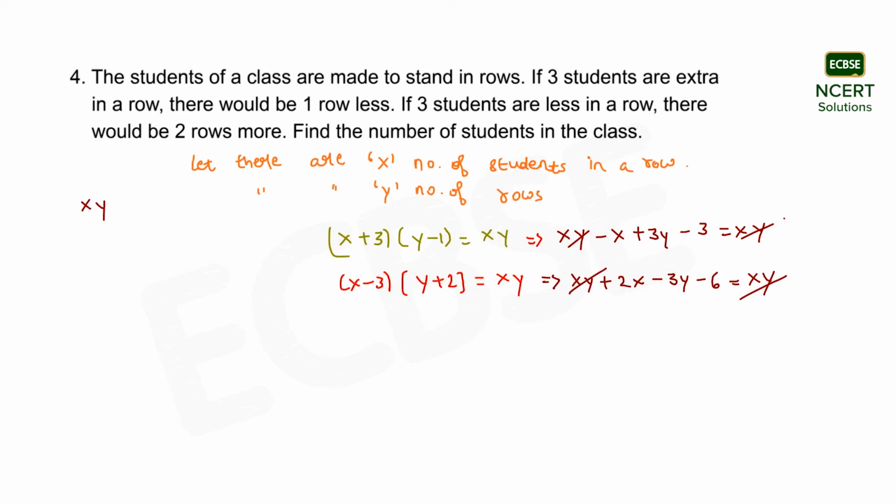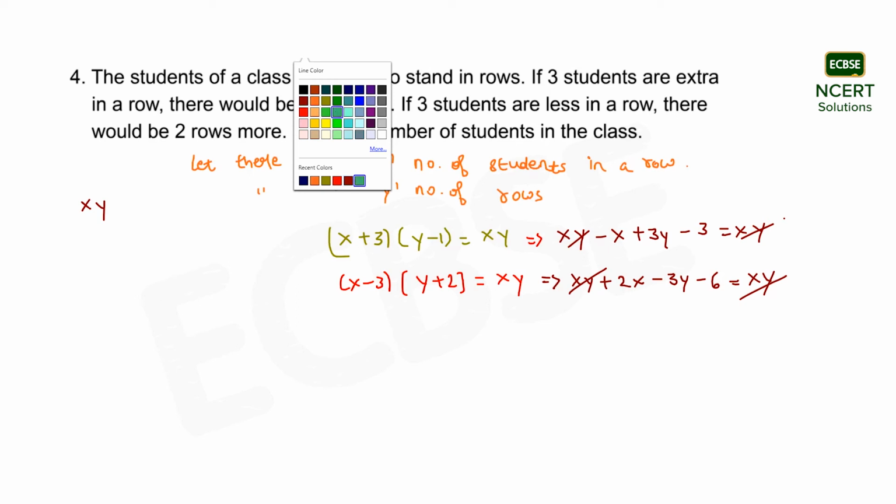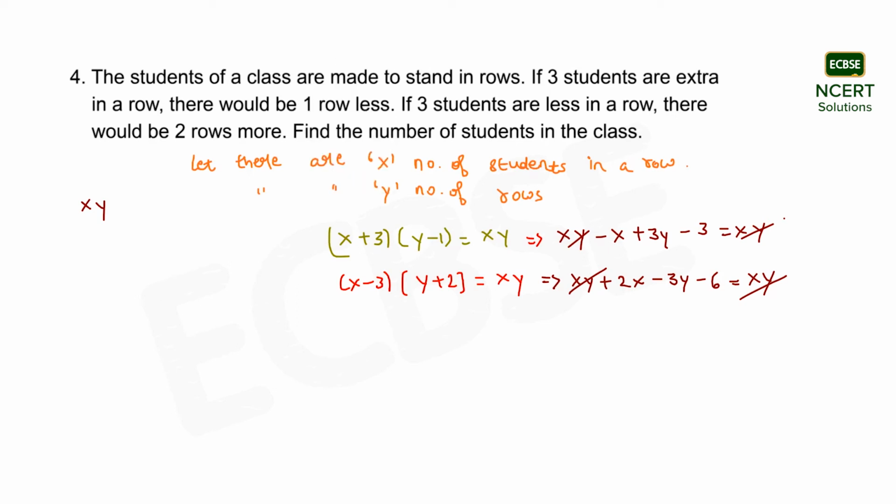So these are the two linear equations being obtained. Now what will be our next step? To get the values of the x and y variables. And as we know, linear equations can be solved by three algebraic methods: cross multiplication, elimination and substitution. So we can use either of these methods. Let me use the elimination method.